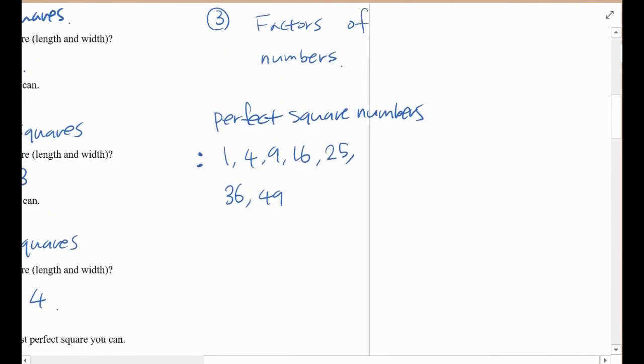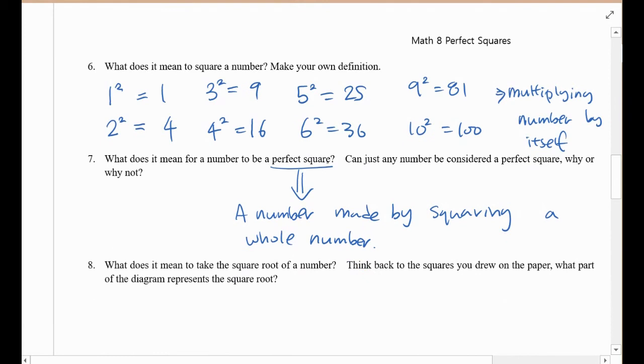So those are perfect square numbers, right? When you multiply the same number twice, repeat multiplying the same number twice, then you will be able to get the perfect square numbers. So the meaning of a perfect square number: a perfect square is a number made by squaring a whole number.